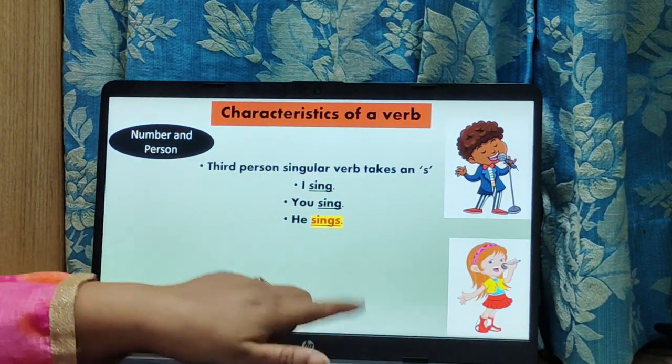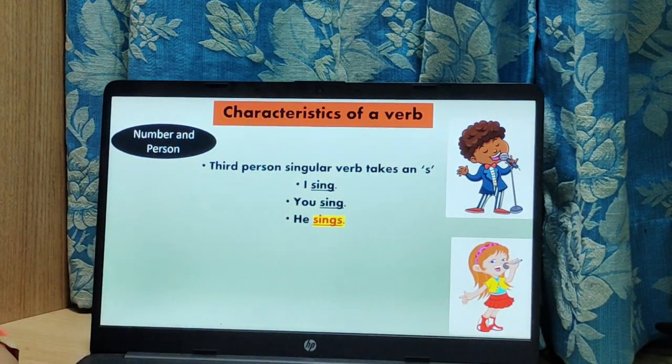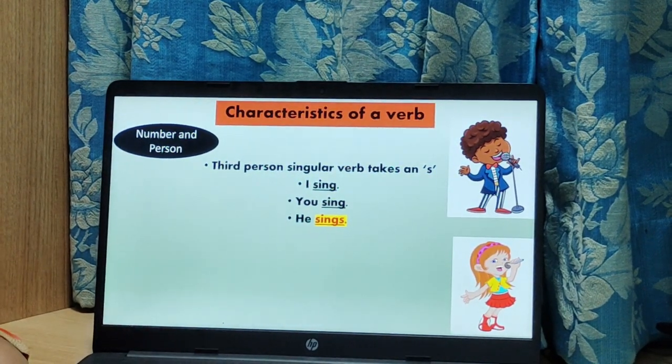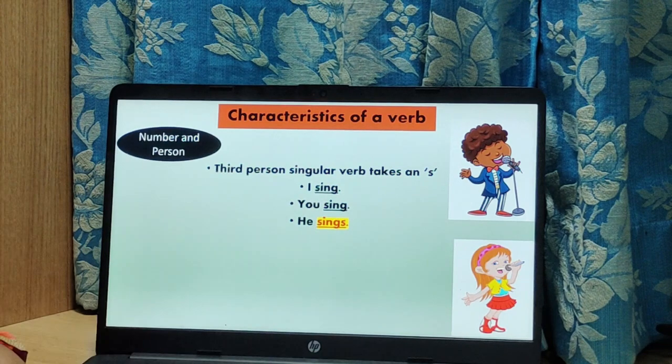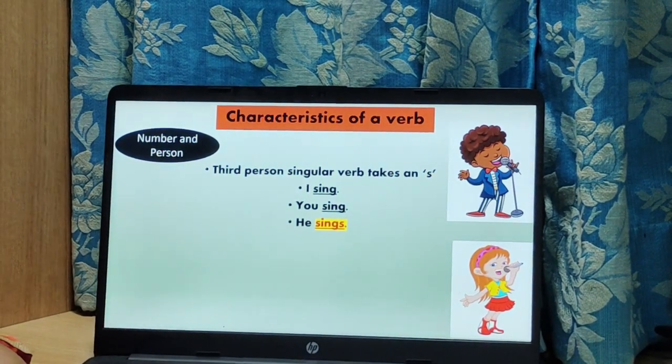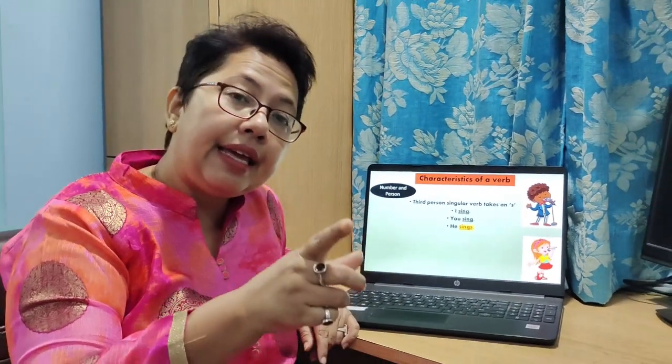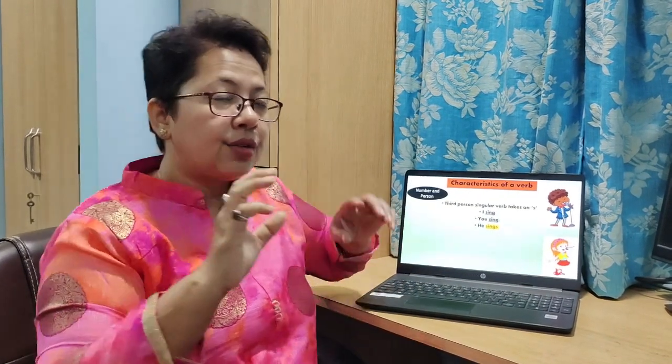Now when I say I, it is the first person. So it's first person singular. When I tell you, I am the first person, you is the second person, and he is the third person. I am single, I'm talking about only you, and you are single, and he is single. So it's first person, second person, and third person. I am talking to you, talking about the third person there.